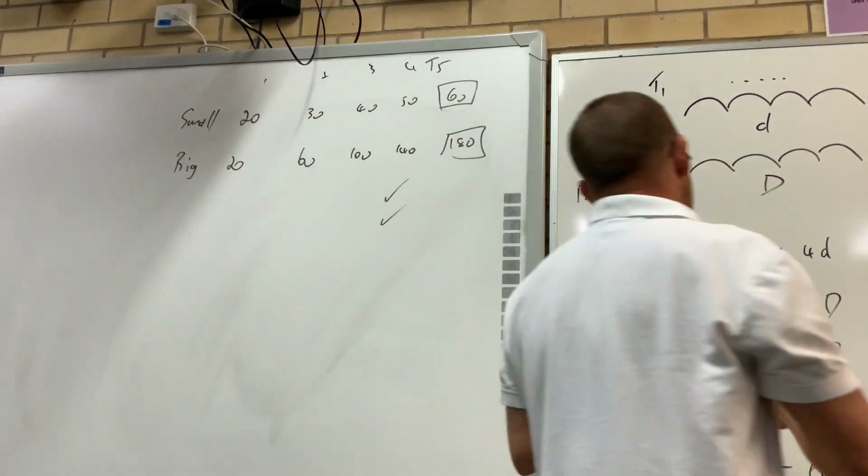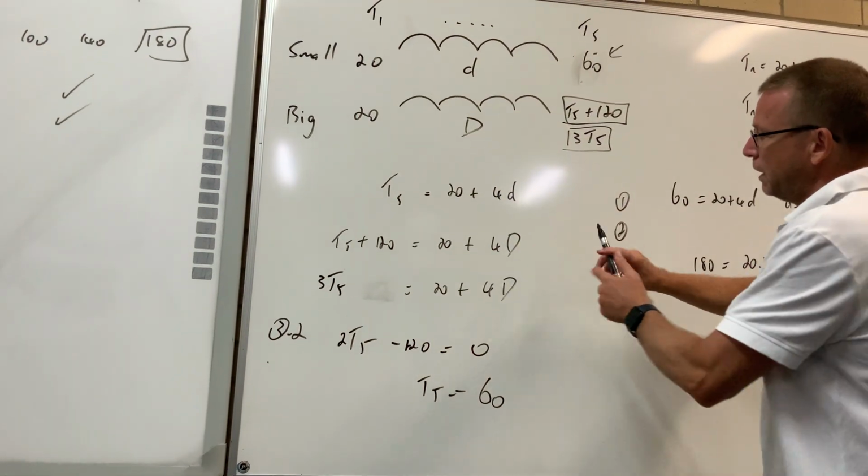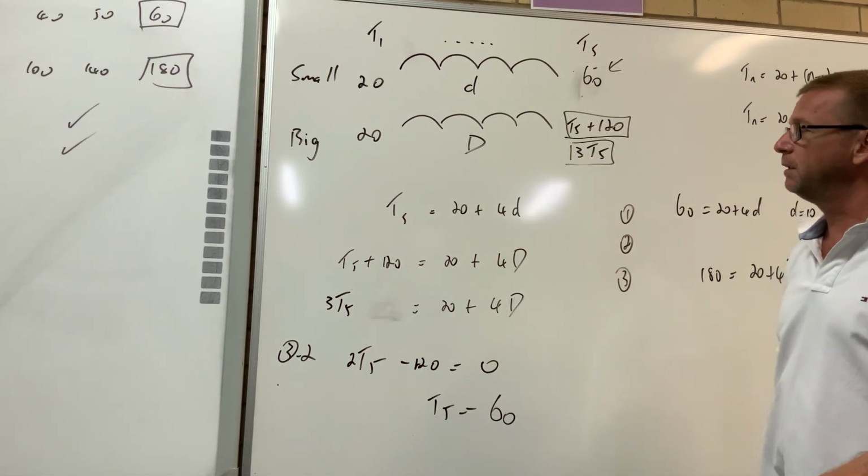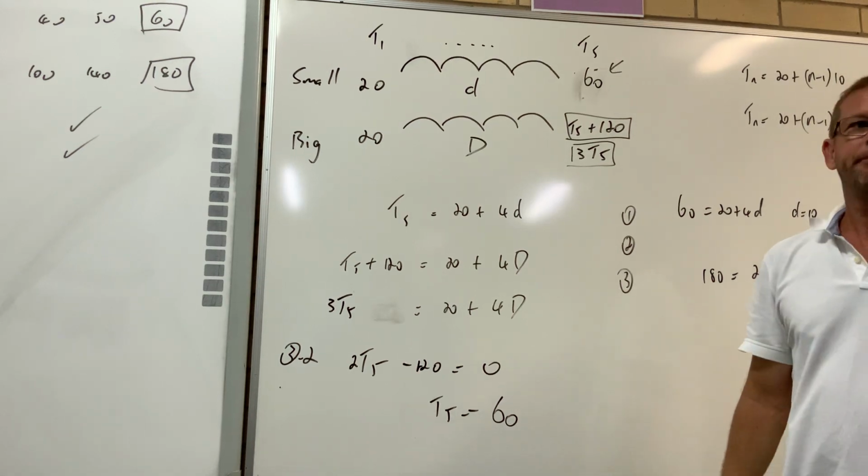The biggest thing that kids do wrong is they use the same D here. You've got to recognise that they're different Ds and then everything just sort of comes out. Sweet. Good.